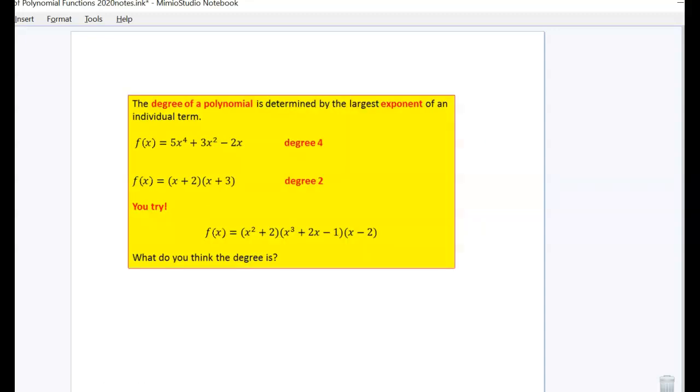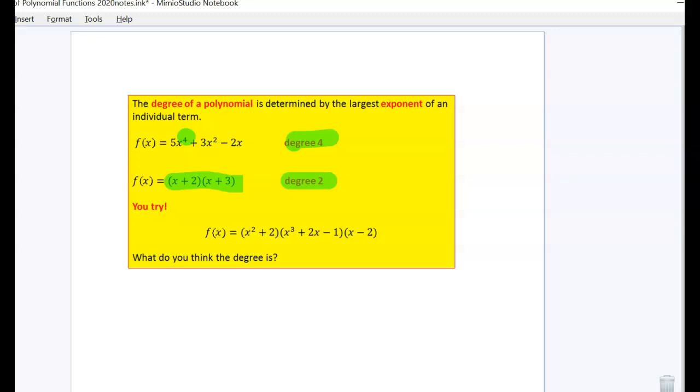The degree of the polynomial is determined by the largest exponent on an individual term. So for example, in this polynomial, the highest exponent is 4, it's degree 4. If we were to expand this and FOIL it out, your highest power on a variable would be x squared, so it's degree 2. All right, looking at this one here, what do you think the degree of this polynomial would be?